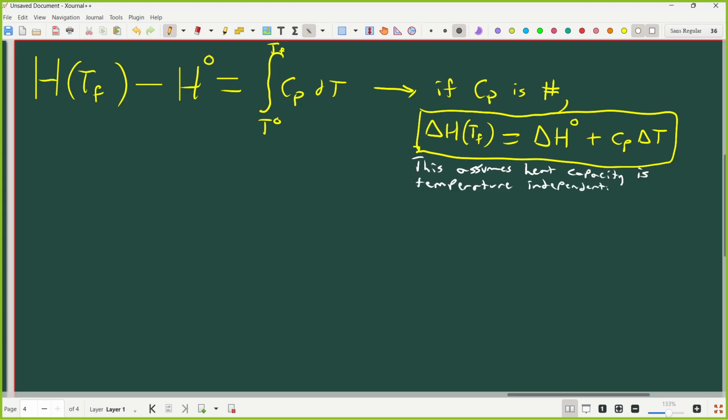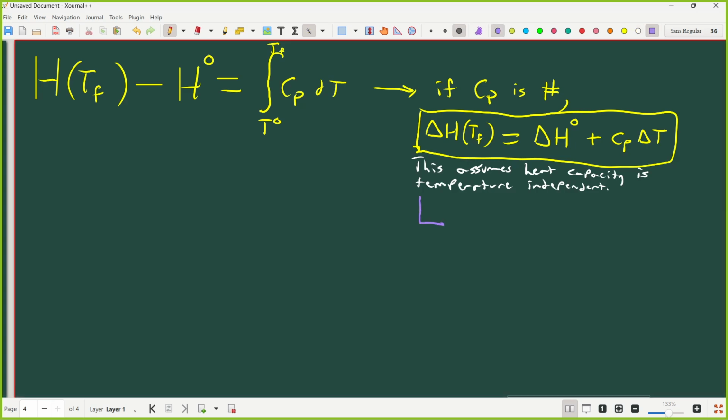Right? Because Cp is just a number, I can factor it out of the integral. If Cp is just a number, it's not dependent on T, I can factor it out, and then I have the integral from T naught to Tf of dT, which is just delta T, the change in temperature. Right? So we have to assume that heat capacity is temperature independent. For small delta T's, this is generally true.